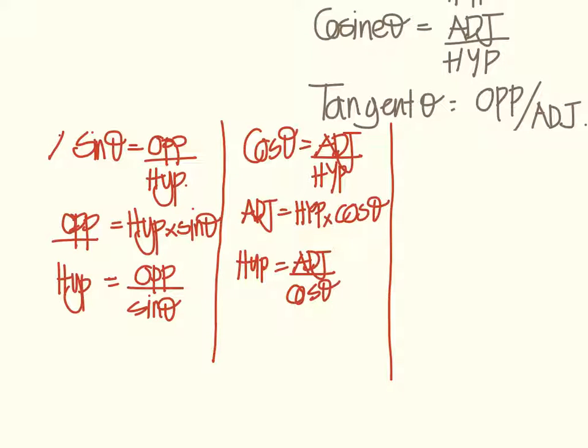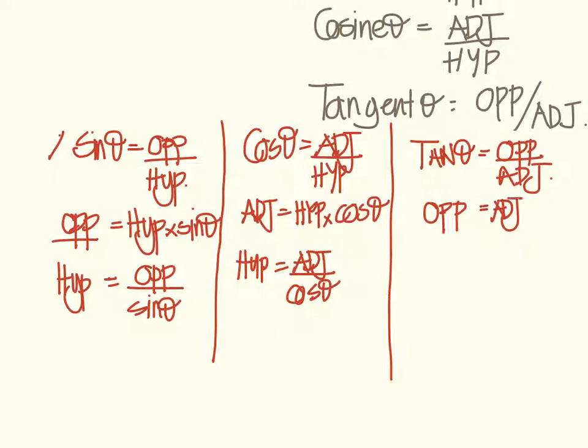And last but not least, if we have got that the tangent of theta is equal to the length of the opposite side divided by the adjacent side, if I'm looking for the opposite side, then I am going to use the length of the adjacent side and multiply it by the tangent of theta. And if I am looking for the adjacent side, then I am going to take the length of the opposite side and divide it by the tangent of theta.